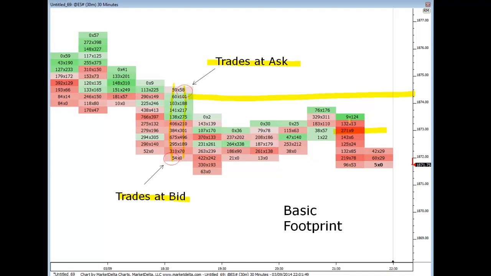Now, why red, why green? If in fact the number of transactions at the ask are greater than the number of transactions at the bid, the assumption, and again, special emphasis on the word assumption, the assumption is in fact this was a buyer transaction because of the large number at the ask. And so it gets the color green. And similarly here, because we had a significantly higher number on the bid side than we did at the ask, the assumption, it's red because of the seller.